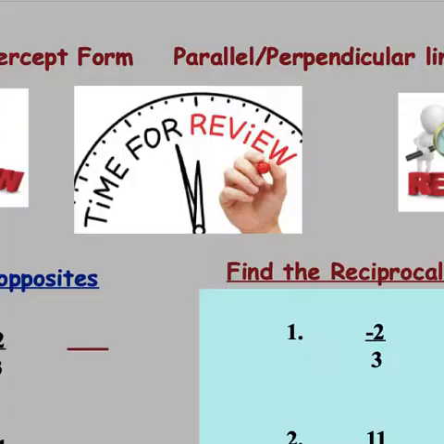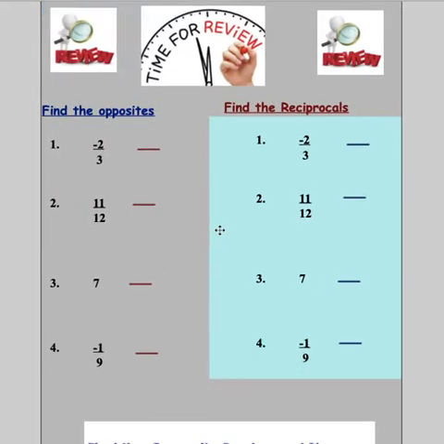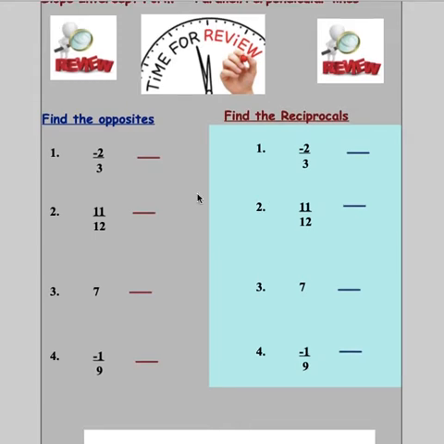So I'd like to do a real quick review with you on this one. First thing is we have to think about what are opposites. What is the opposite of a negative 2/3? That is basically a positive 2/3. What is the opposite of 11/12? Negative 11/12. What's the opposite of 7? Negative 7. What's the opposite of negative 1/9? It is 1/9. Now that's not too bad.